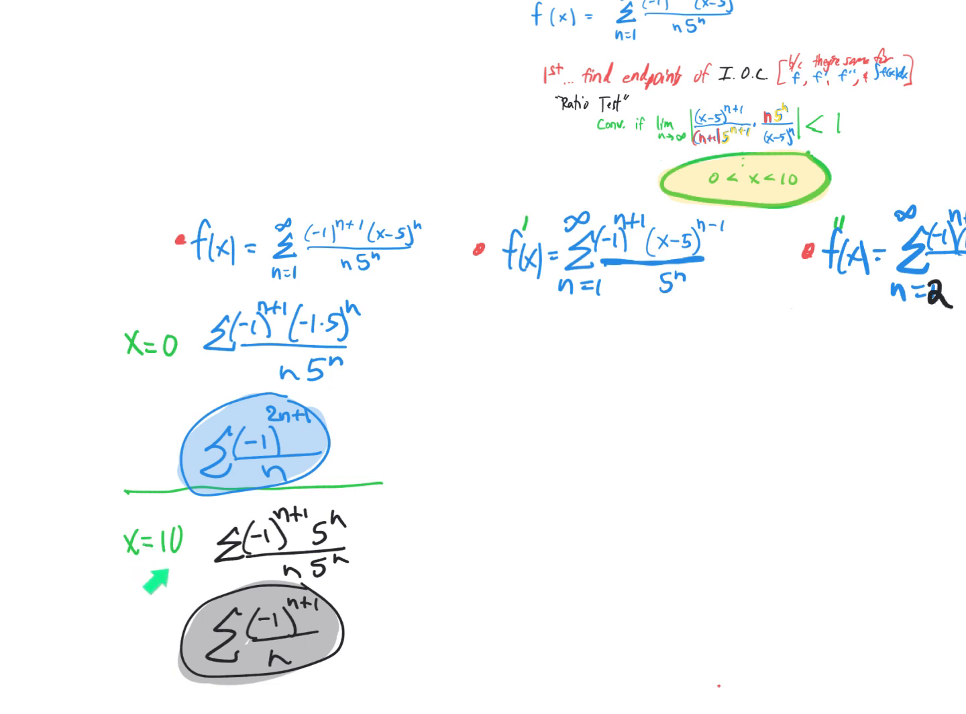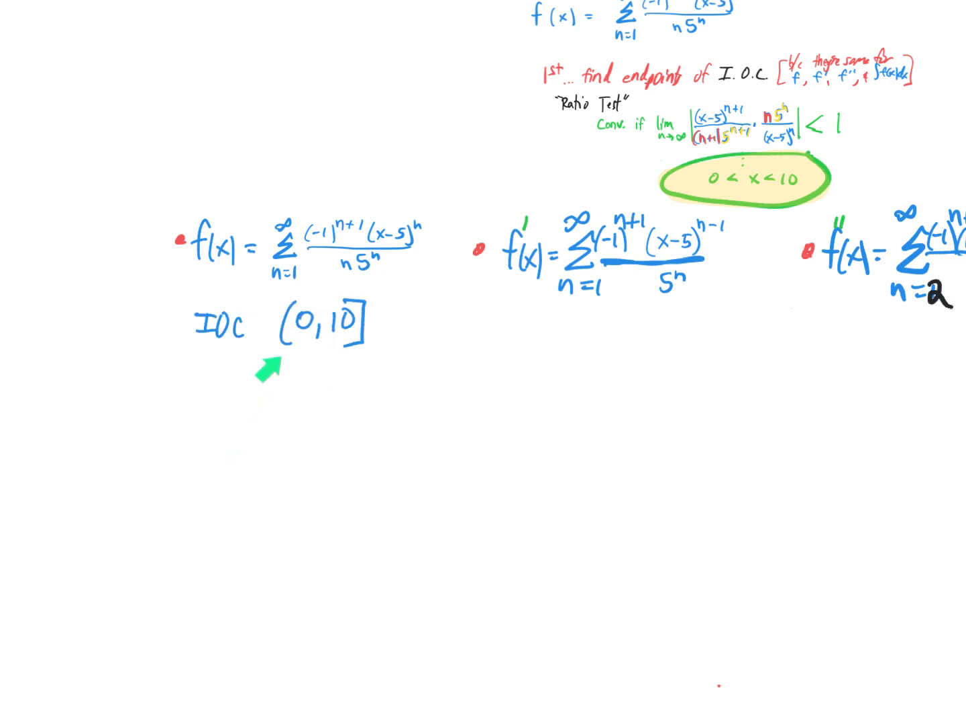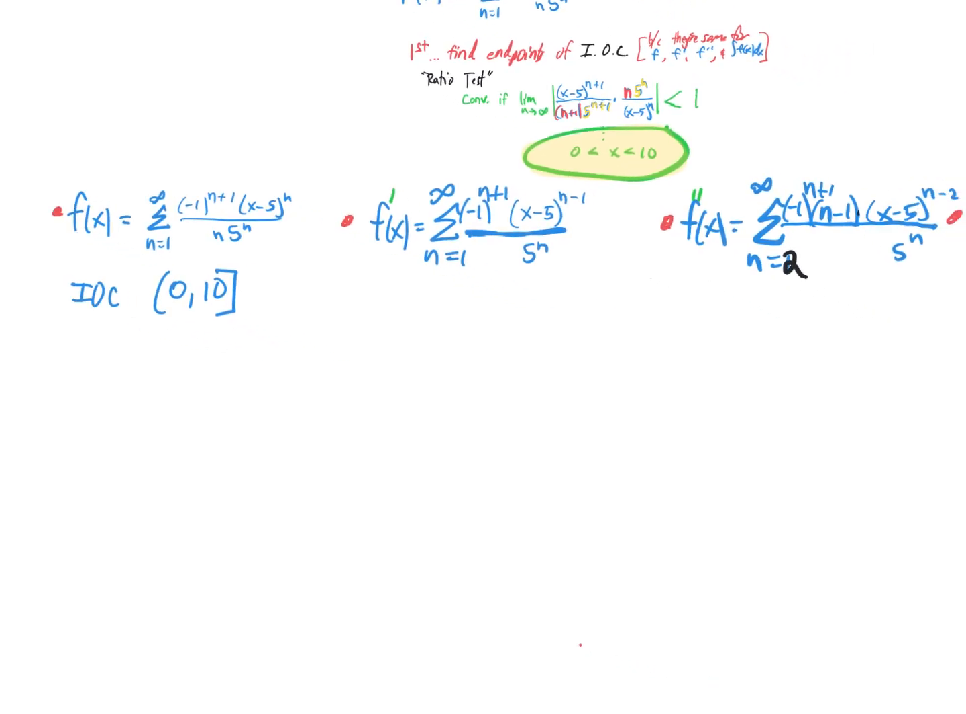And when x is equal to 10, then we have 10 minus 5, which is positive 5 to the n. This is an alternating series, and this is the alternating harmonic series, which we know converges. So f's interval of convergence is half closed, half open. All right, we'll do the same thing for the derivative, the second derivative, and the integral. This will be fast.